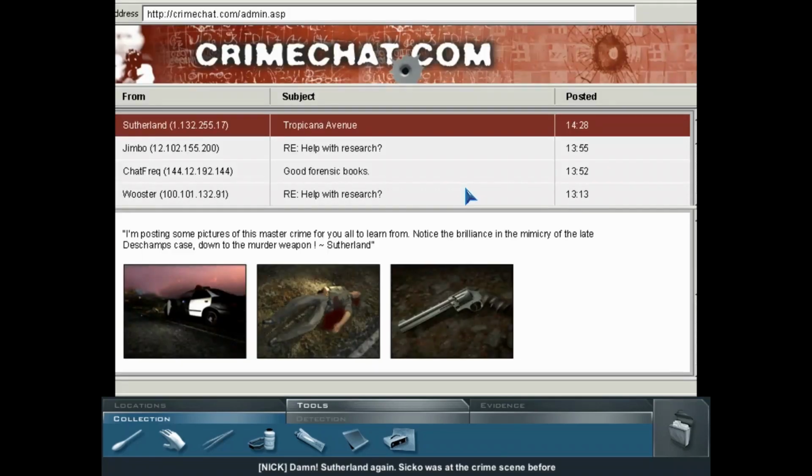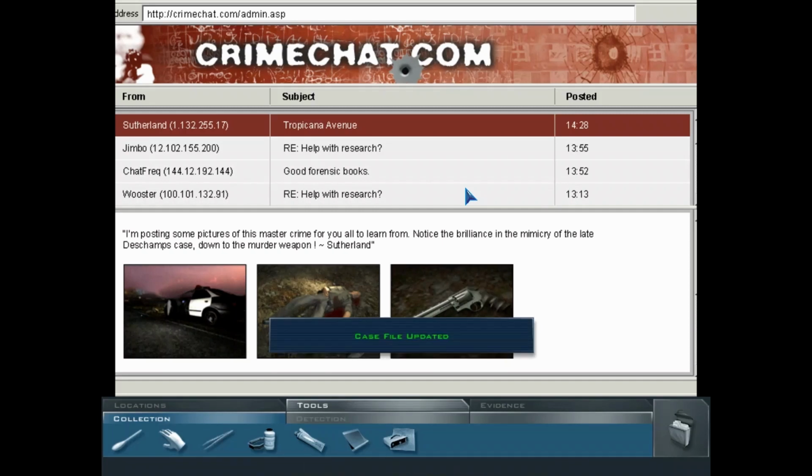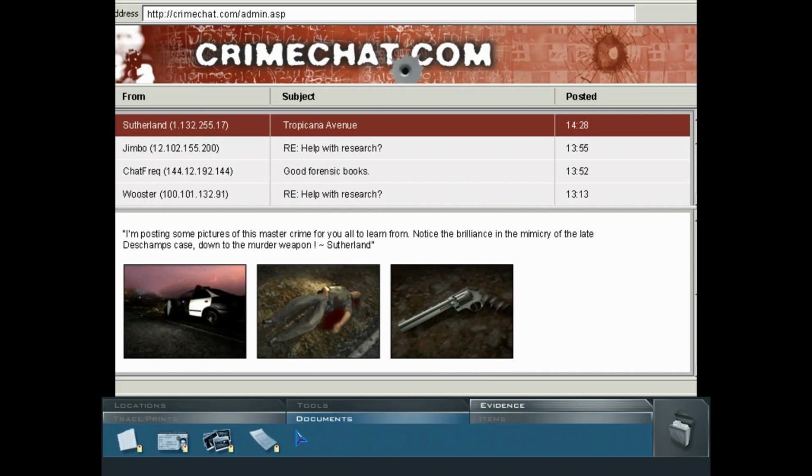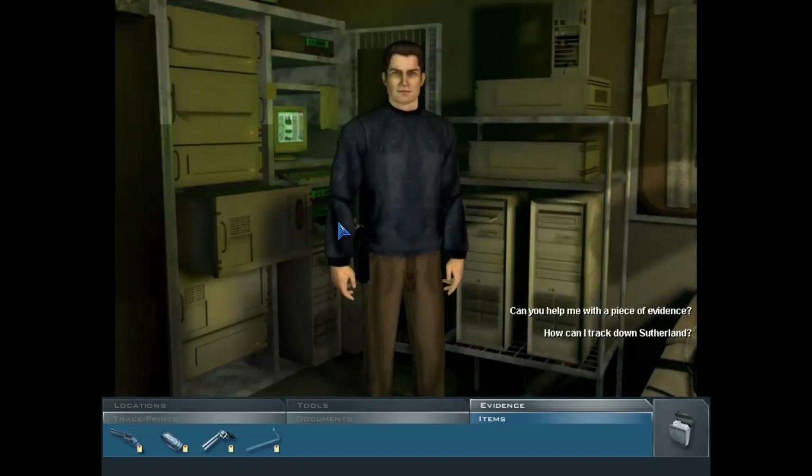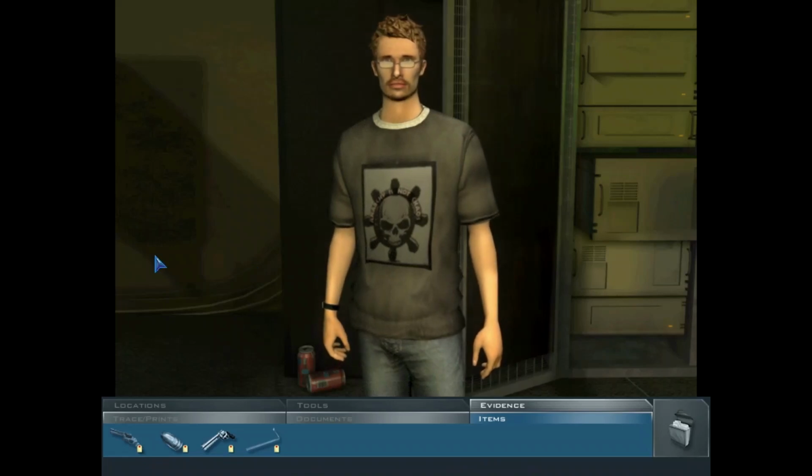Damn, Sutherland again. Sicko was at the crime scene before we went back and found the murder weapon. I don't have anything else to tell you right now.